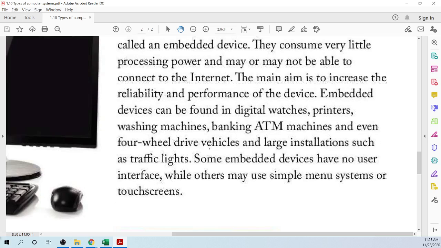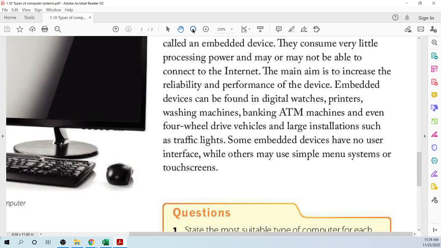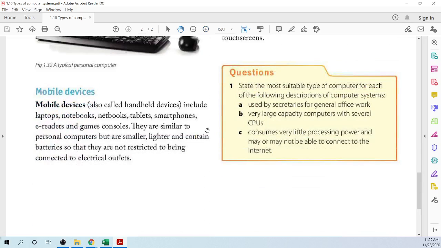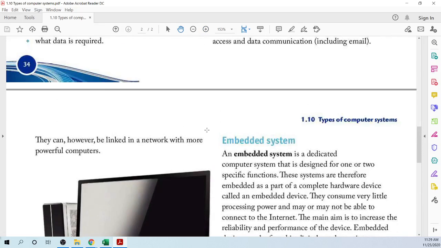So these are some of the examples of embedded systems. Some embedded devices have no user interface. As I mentioned, it all depends on the need. If you don't need to interact with the computer system, then there won't be a need for a user interface. But some would have a simple menu or a touchscreen so that you can maybe change a few settings so that it can operate based on different situations and so on. So that is all of the computer systems that we will be looking at today.